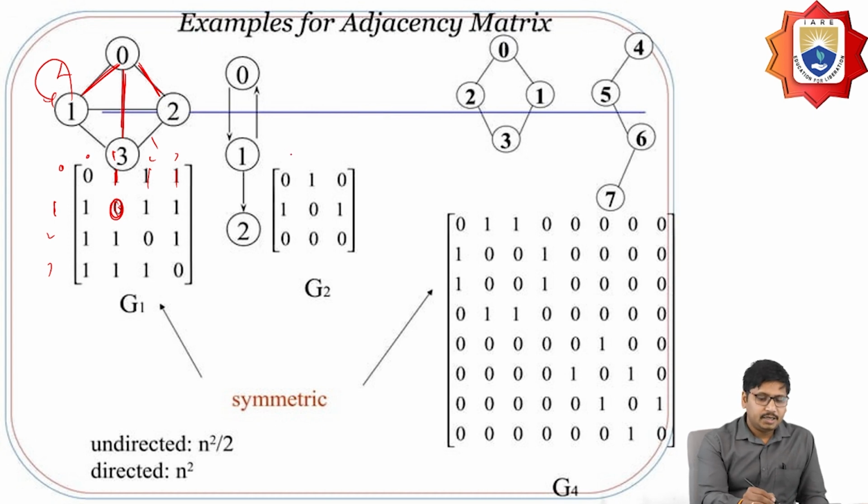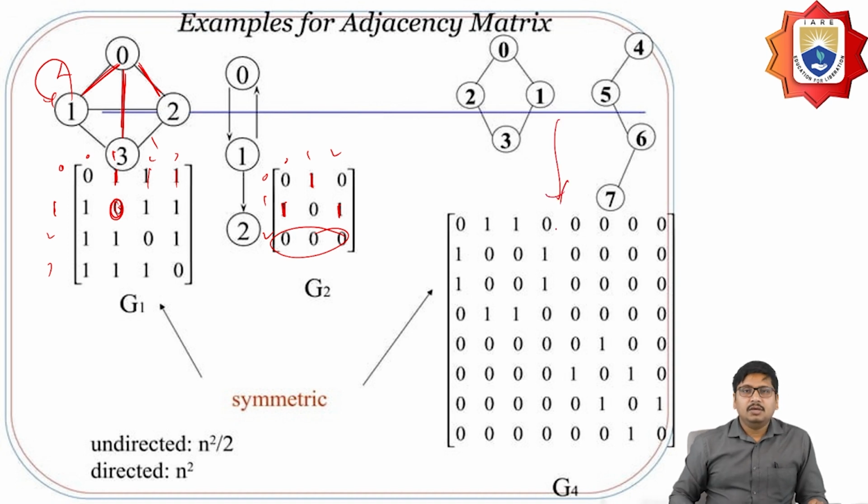In the case of a directed graph, with 0, 1, 2 along rows and columns, there is an edge from 0 to 1, so that is 1 and the remaining are all zeros. Then there is an edge from 1 to 2 and from 1 to 0, and from 2 there is no edge, so all are zeros there. Similarly, I can represent the same thing for an undirected graph also.